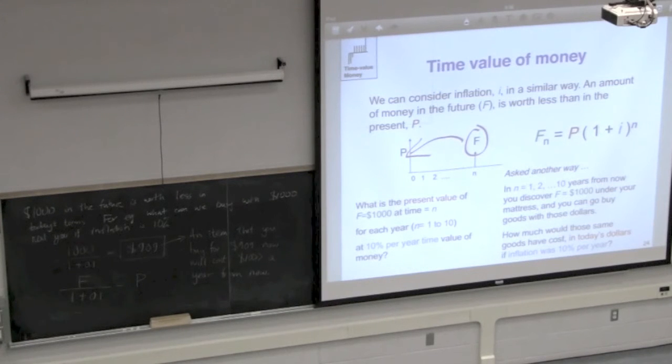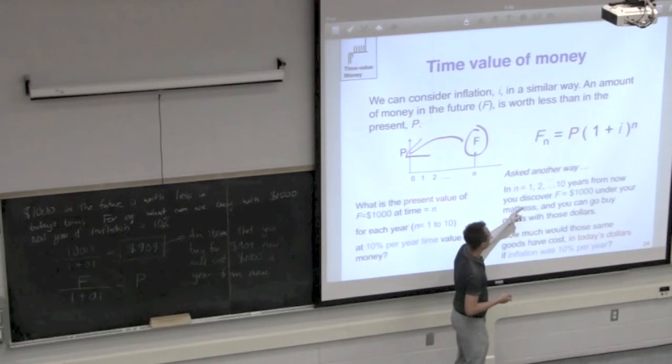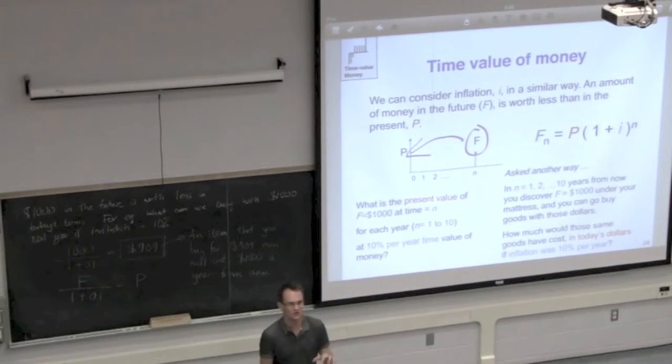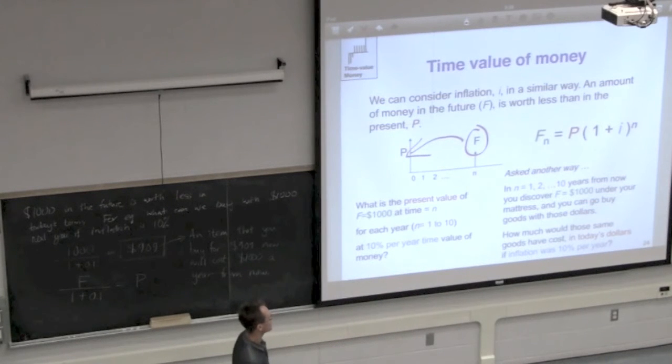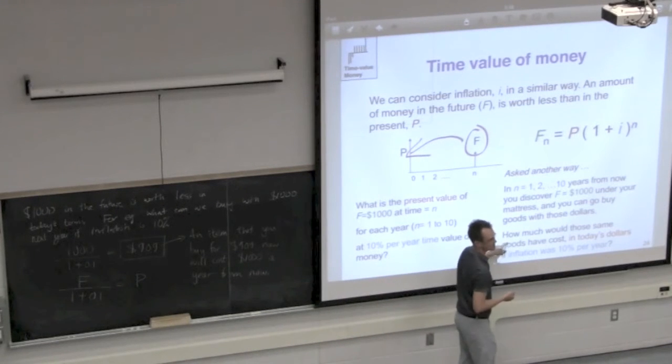So in this example, you can see where this is going. If 1 year from now, 2, 3, and so on years from now, you find $1,000 under your mattress. So we're talking actual cash. That $1,000 has been staying there in actual cash, and you can go buy goods with those dollars. How much would those same goods have cost in today's dollars?